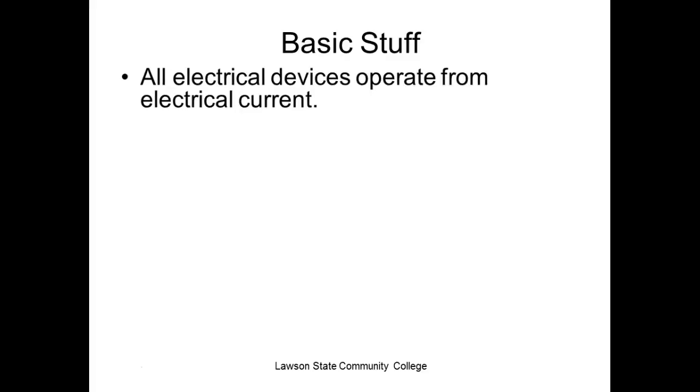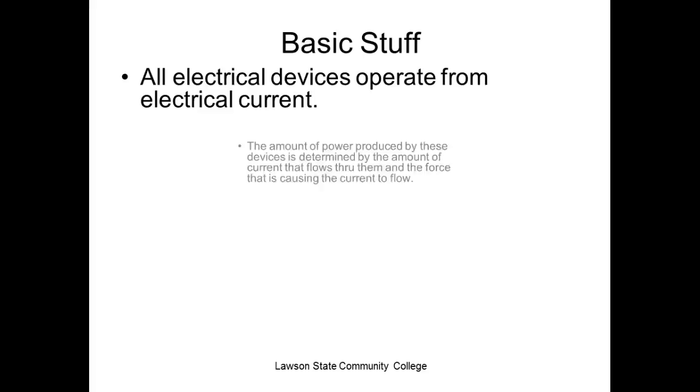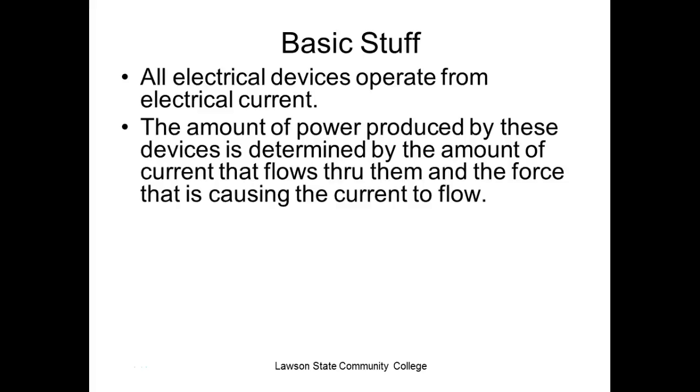So basic stuff. All electrical devices operate from electrical current. Y'all understand that? So if we have voltage without current, we have no work. We have a force, but we don't have speed. Right? And we can't have speed without a voltage. So we got to have current. The amount of power produced by these devices is determined by the amount of current that flows through them and the forces causing the current flow. Well, that tells you our power formula right now. What's the power formula for electricity? Anybody know? One of them? Yeah, current times voltage.